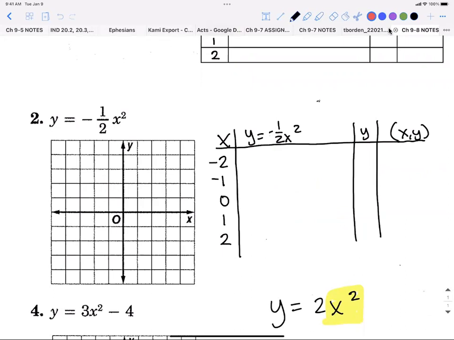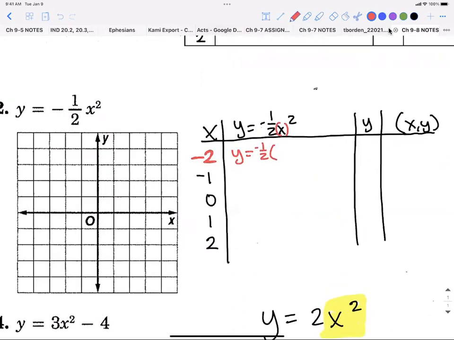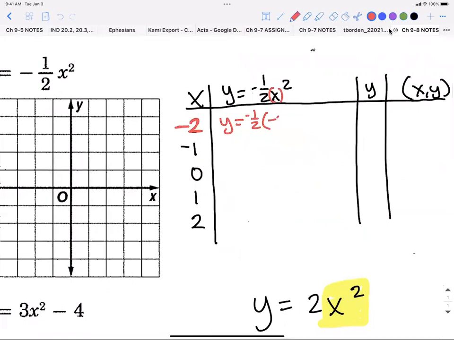And I'm going to do this kind of color-coded here. So the first one, I'm going to do this negative 2 in red. That means I'm going to take the equation y equals negative 1/2 x squared, and in place of the x, I'm going to plug in my first x. So I've got y equals negative 1/2 parentheses, and I'm going to plug in negative 2. Try to make this a little bit bigger for you guys.